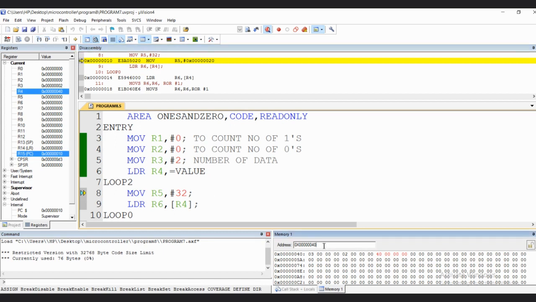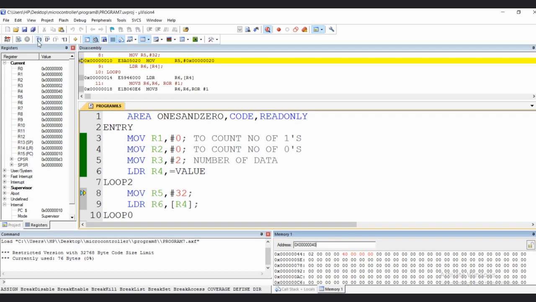You check for the address, type the address and check here. You can find 03 is stored in this address and 2 will be stored in the next consecutive memory location, that is plus 4.